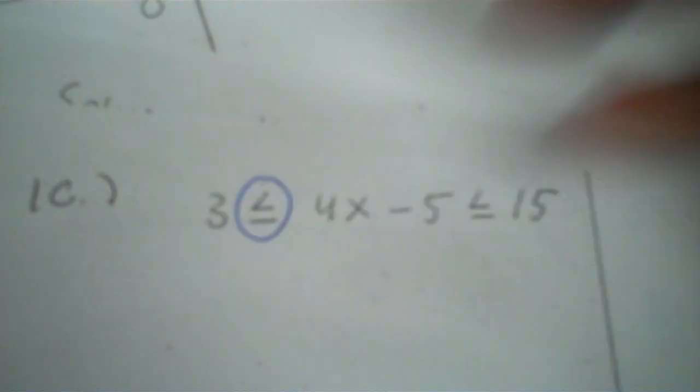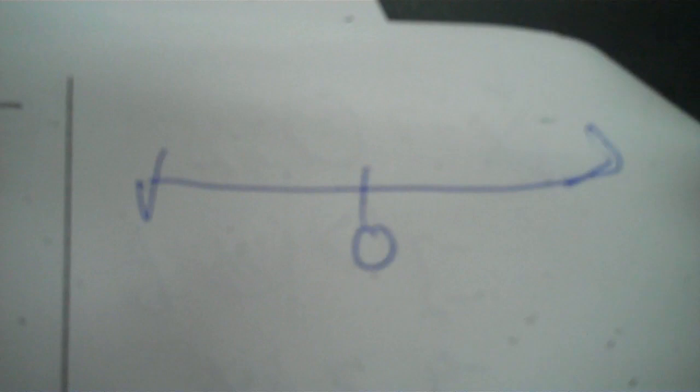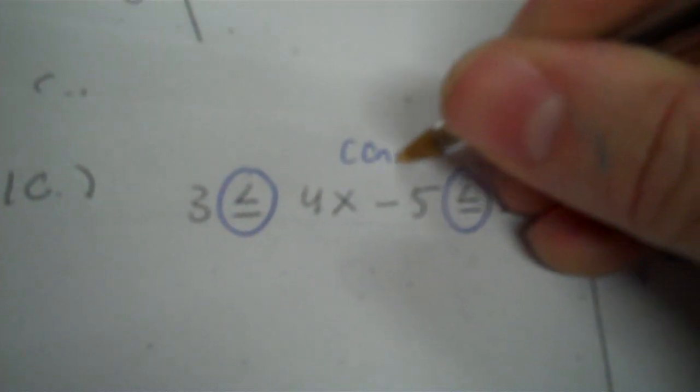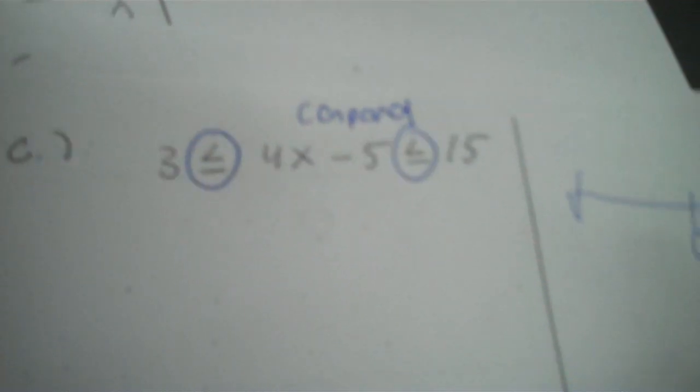Okay, now we're going to get into some compound inequalities. 10 is less than or equal to 4x minus 5, less than or equal to 15. Oh, we need a number line. But this is called a compound inequality because there's two inequalities. When you run into a compound inequality, you need to make a table.